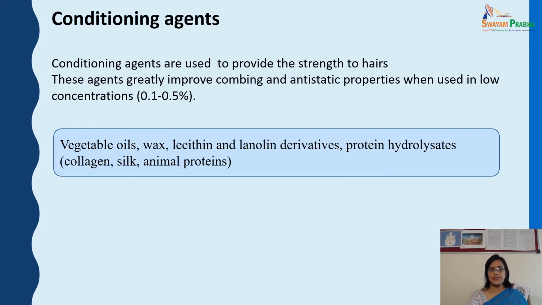Next is conditioning agent. Conditioning agents are added to provide strength to the hair. So this agent improves combing, the normal cleansing property, as well as maintains the overall health of the hair. So vegetable oil, waxes, lecithin, lanolin derivatives, protein, and quaternary ammonium compound, silicone, dimethicone, polyols. These are a few examples of conditioning agents which are used in shampoo.